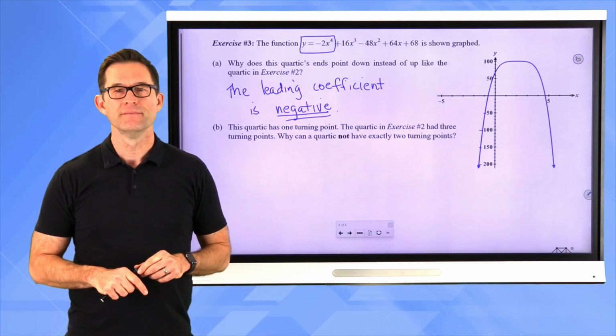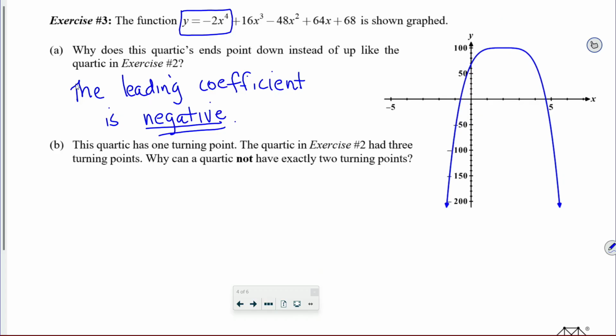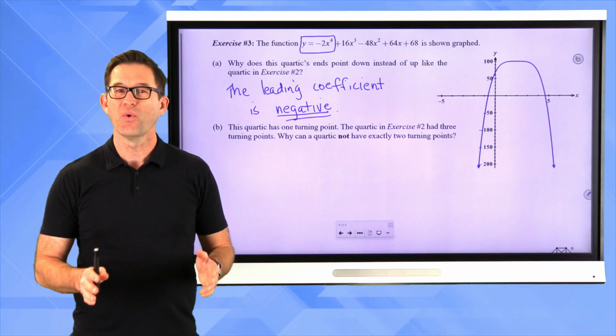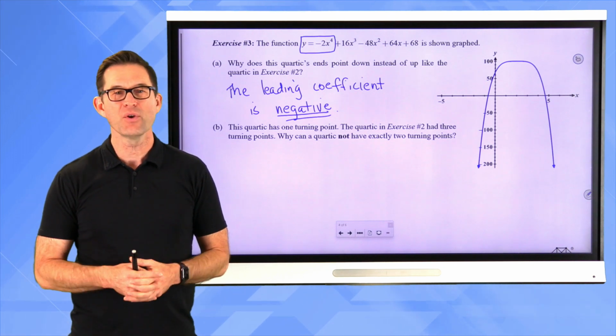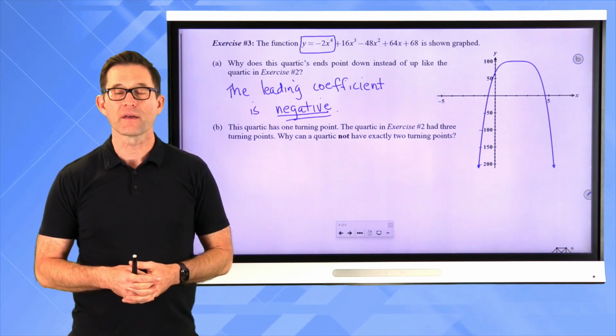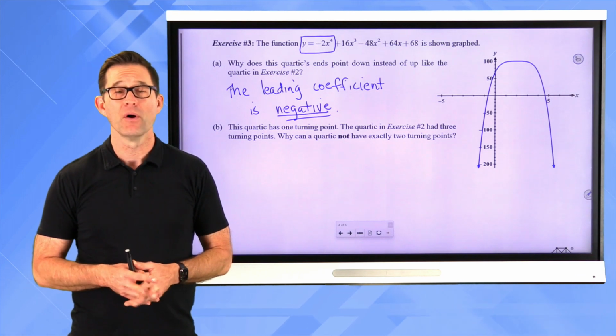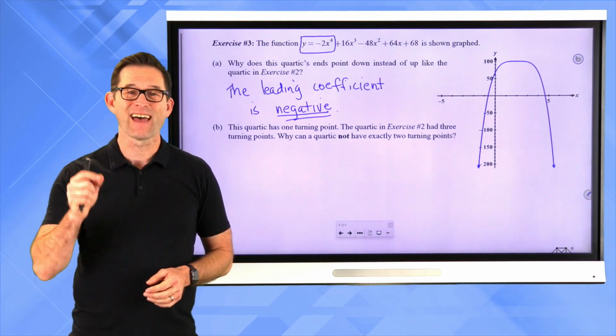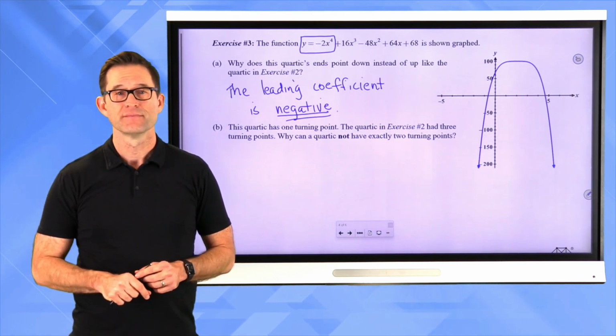Letter B. This quartic has 1 turning point. The quartic in exercise number 2 had 3 turning points. Why can a quartic not have exactly 2 turning points? Also cool. Pause the video now and see if you can explain to me why a quartic, a fourth degree polynomial, could never have exactly 2 turning points.